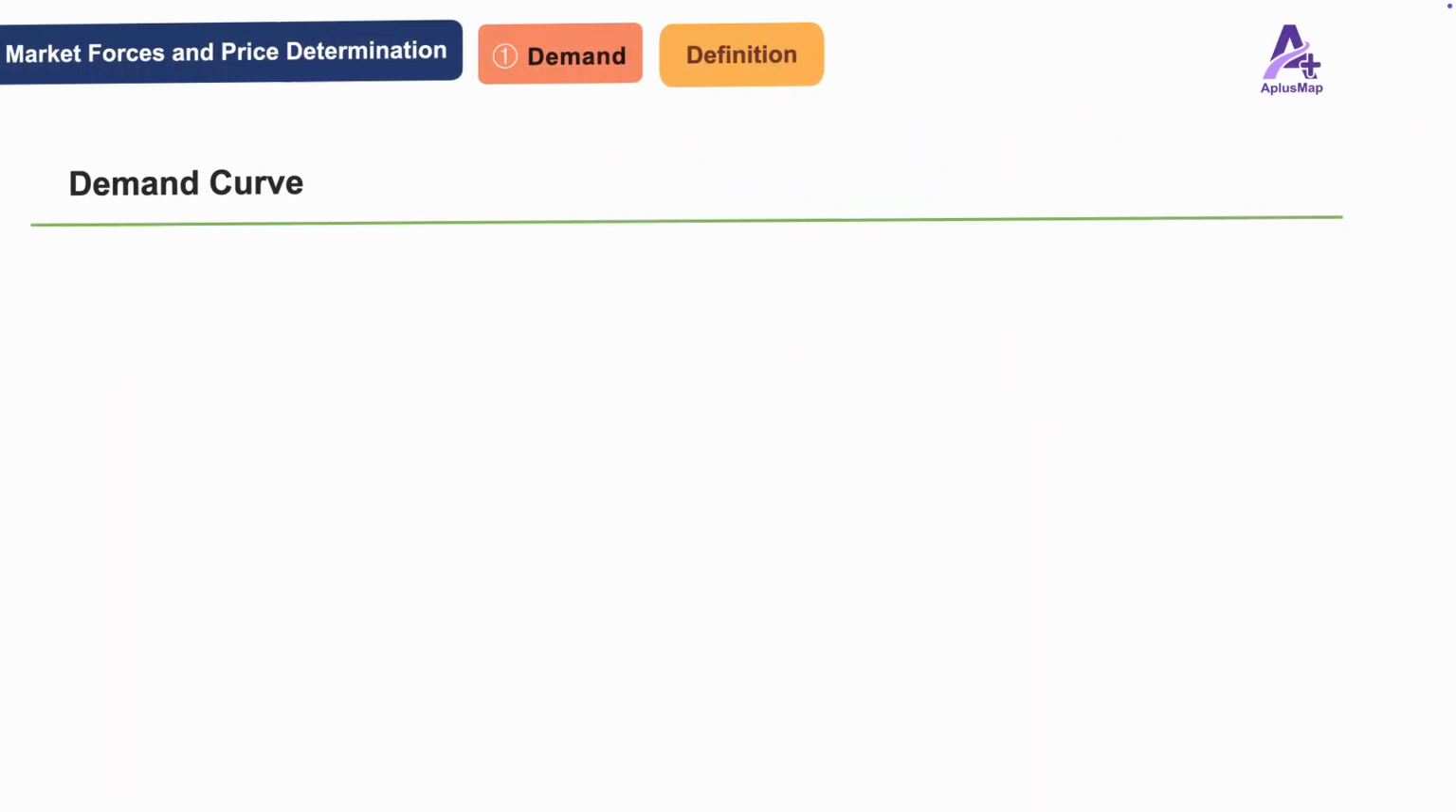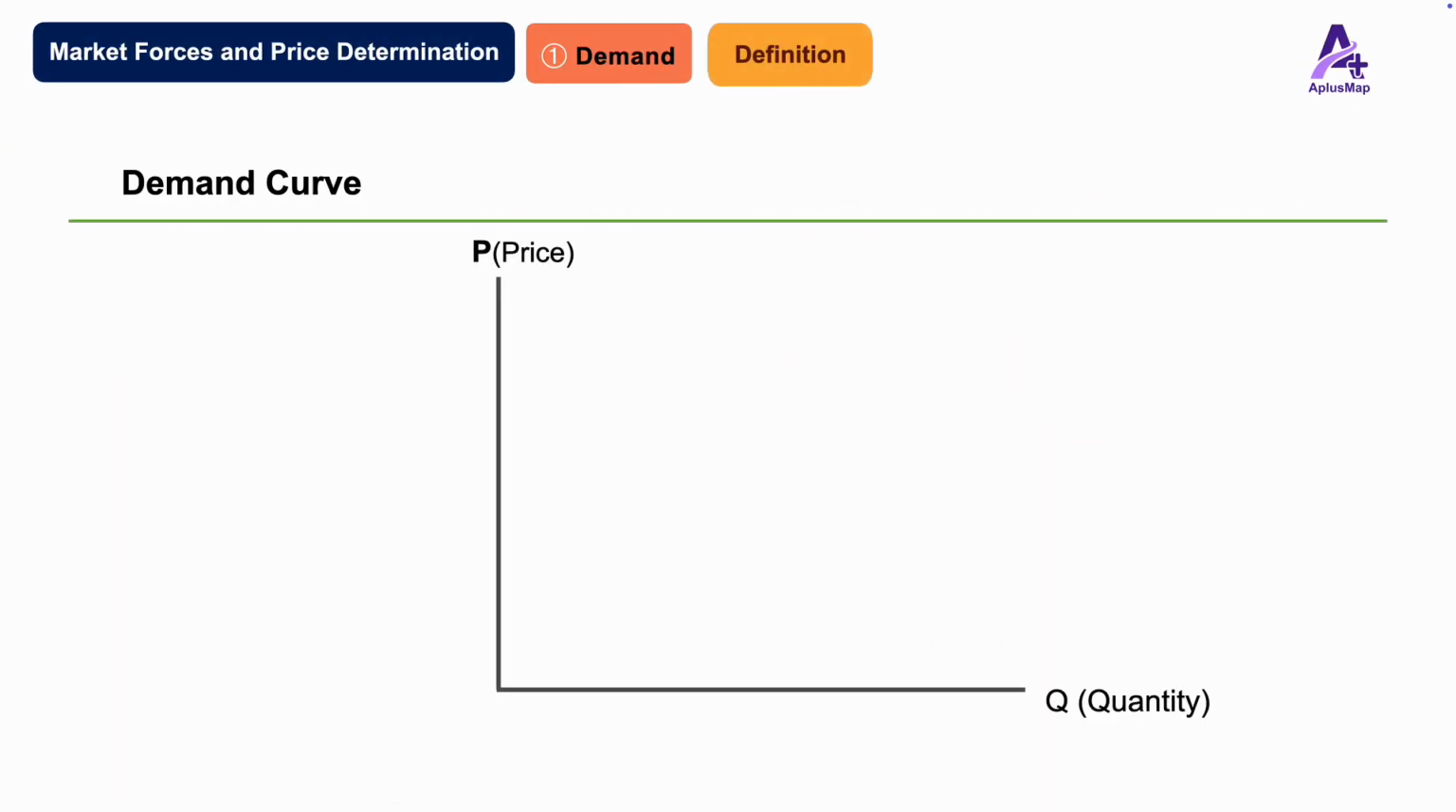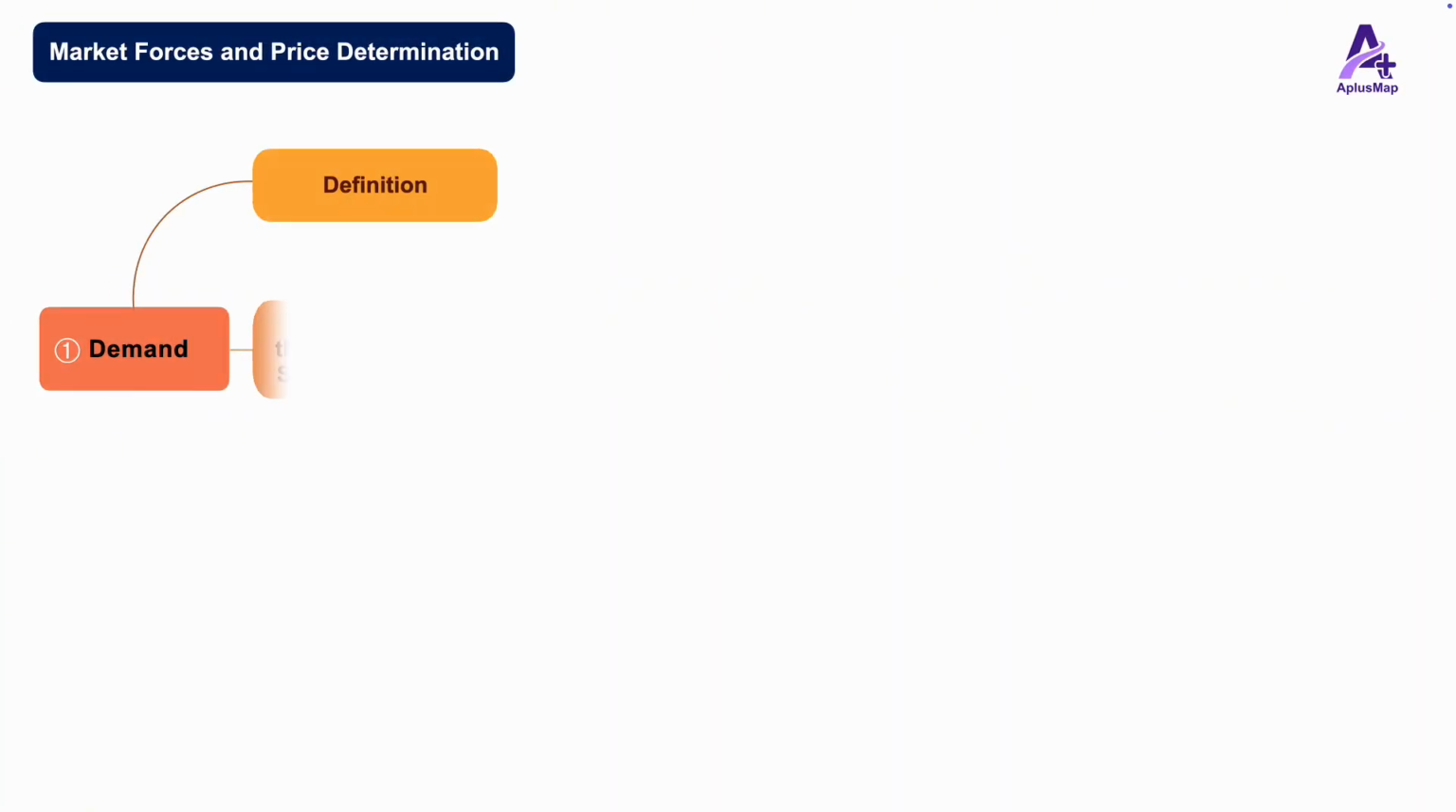Exactly. And we show this visually with the demand curve. And the big thing to remember, it's downward sloping. Always goes down from left to right. Okay, downward sloping. Makes sense. Higher price, people buy less. But why exactly? What's behind that slope? This is where it gets interesting.